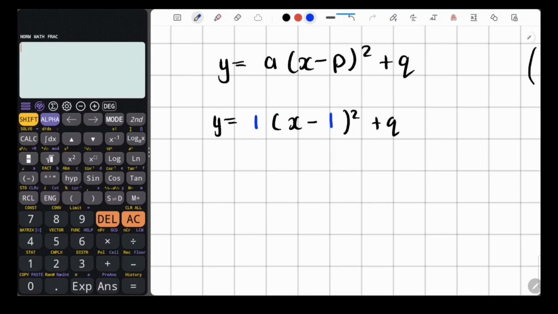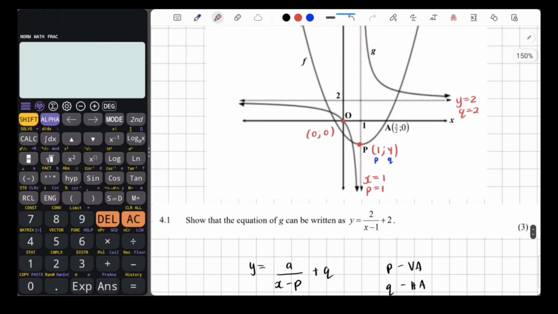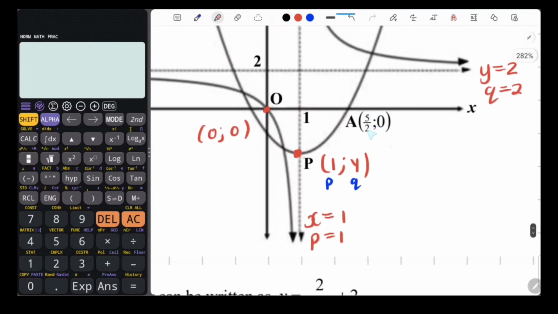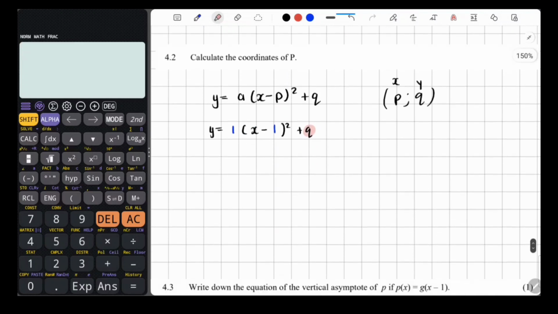Okay, so now that it looks like this, we can see that the only thing we need to find is just the value of q. And clearly to find the value of q, you can see that q is the only thing missing now. If we had a point, an x and a y coordinate, we'd be able to find the value of q. So let's look on the parabola and see if they gave us a point. And I remember they did. They gave us an x-intercept over here. They gave us 5/2 and 0. So we can substitute that into that equation in order to find q.